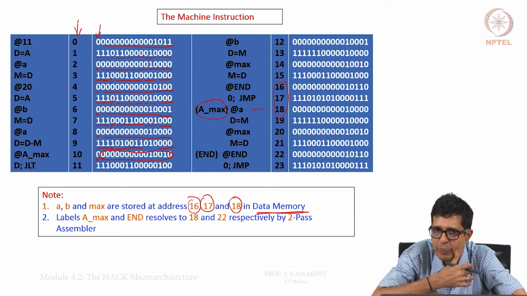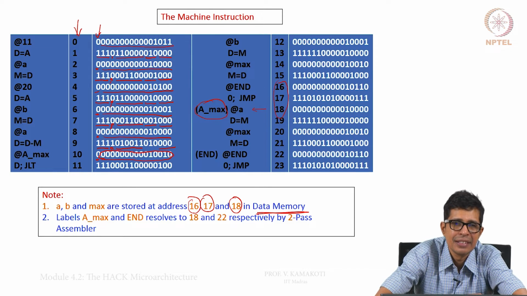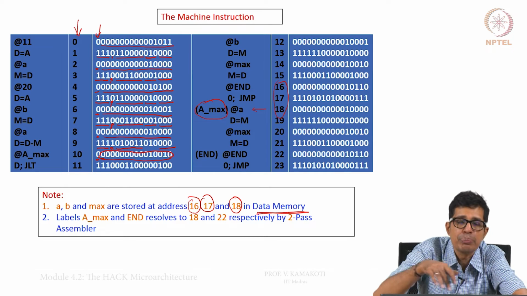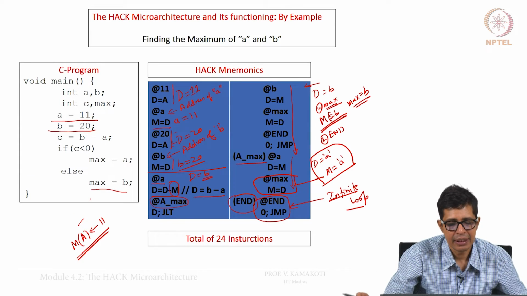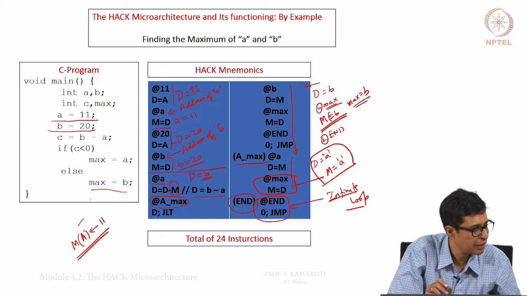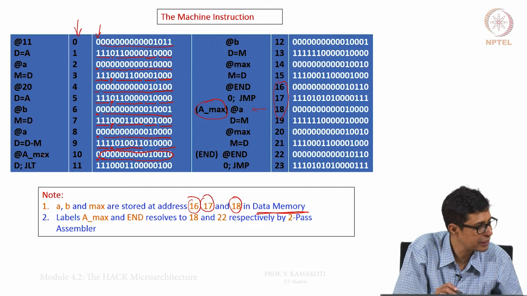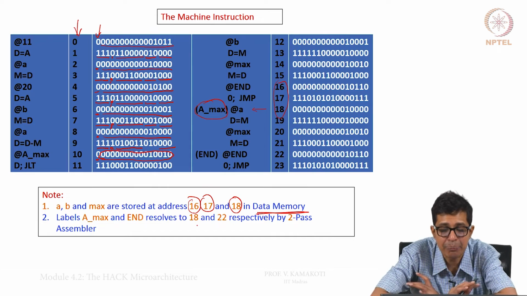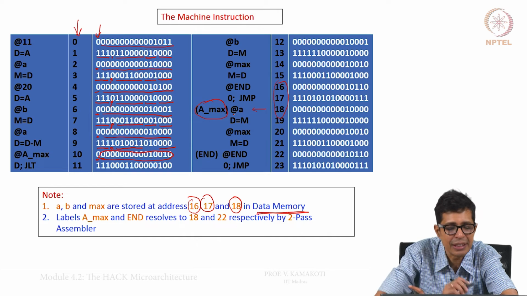Who will resolve this for you? This will be resolved by the assembler. The assembler is responsible. So, the assembler will do one pass from end to end of the program that we see, and find out that A max is going to be 18, and similarly end is going to be 22. So, for all the symbols that we have used here, namely A max and N, it will find out the corresponding binary value, because these symbols point to addresses. So, it will find out which address each is mapping to.